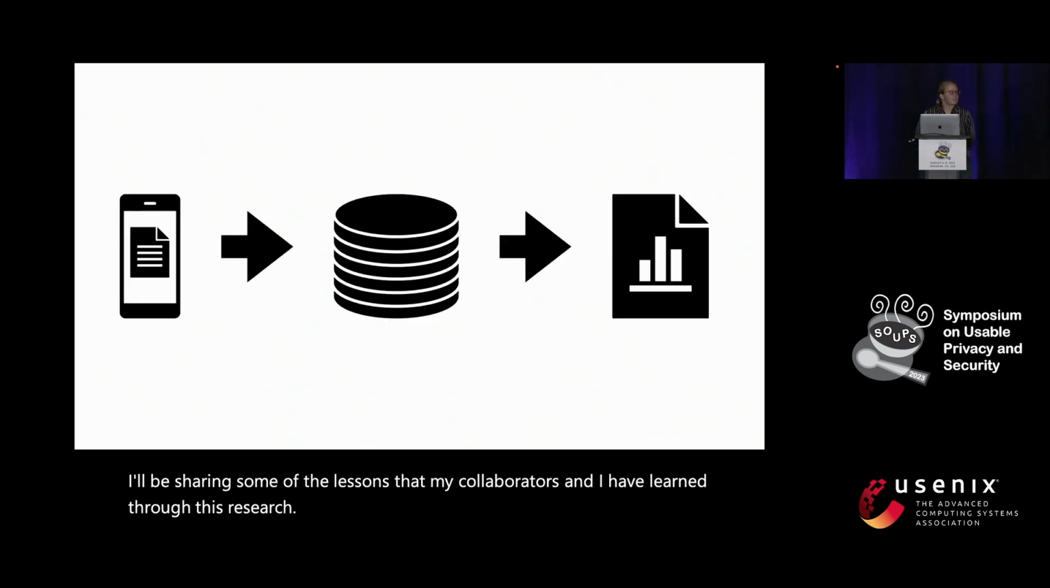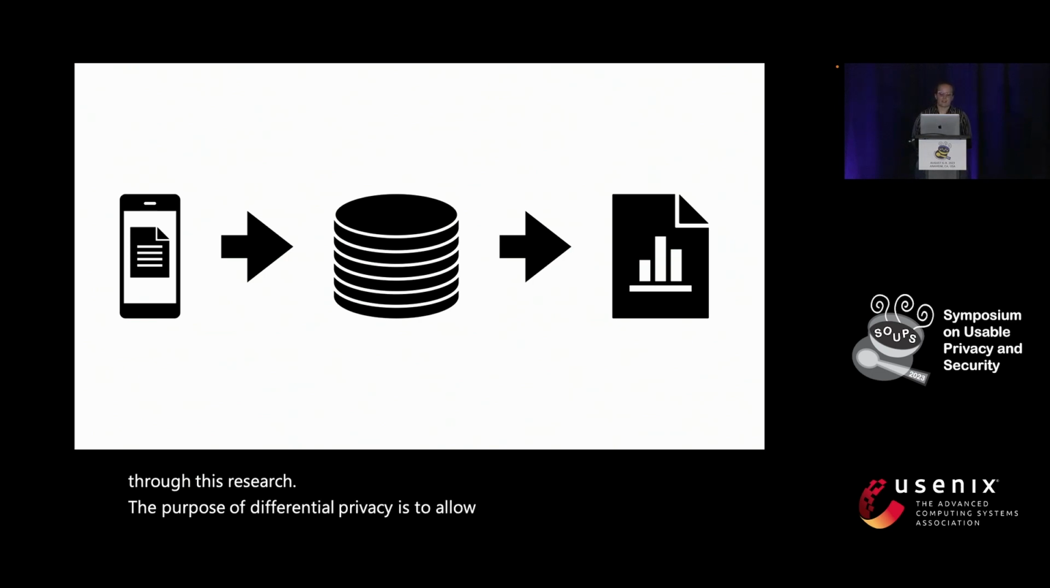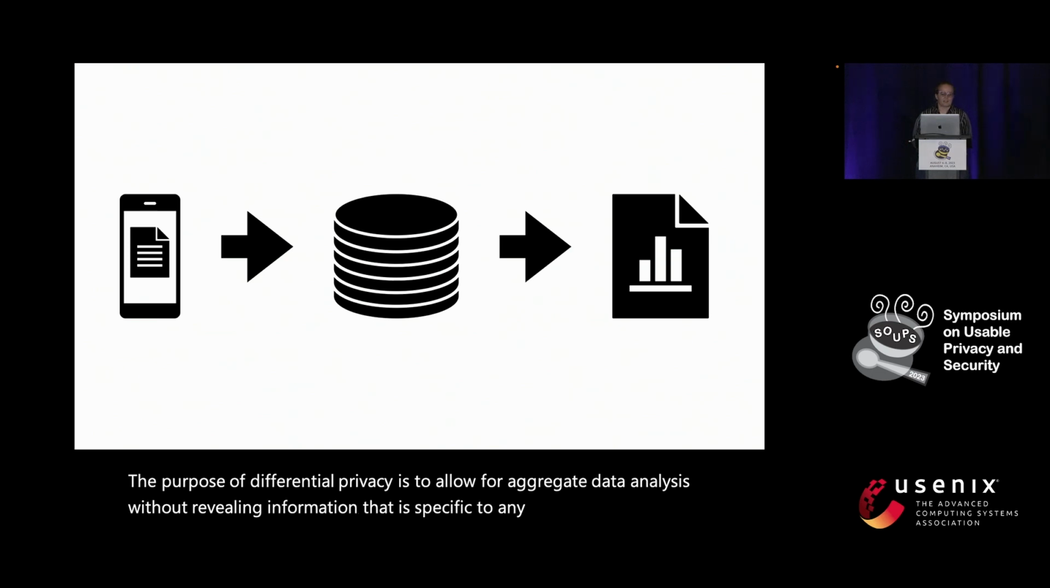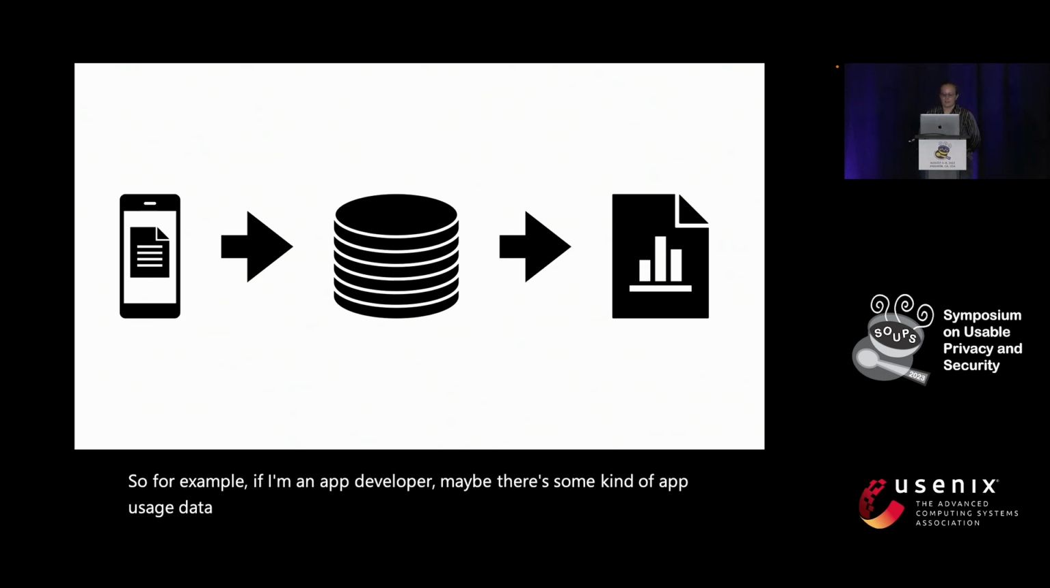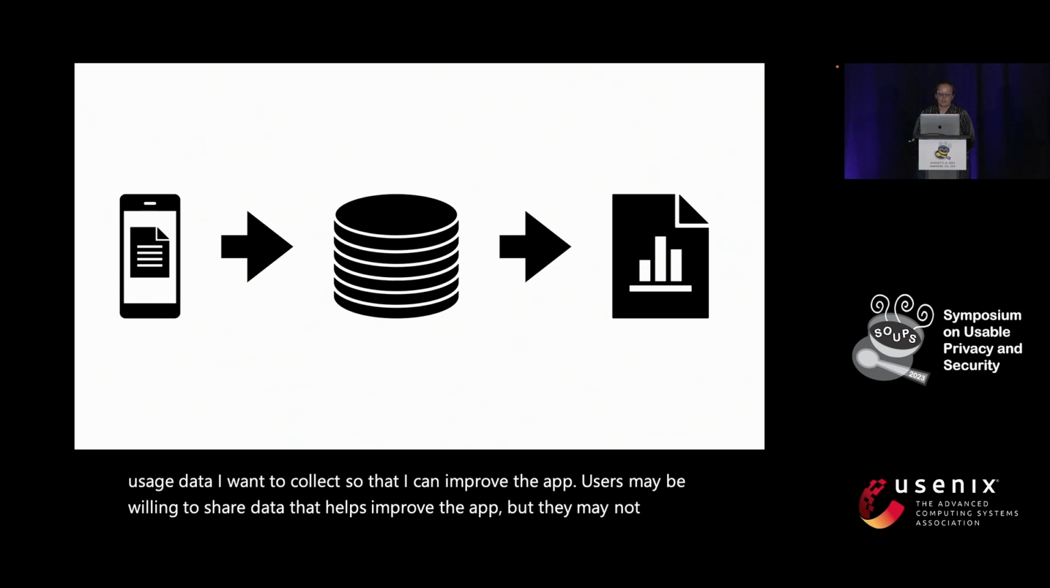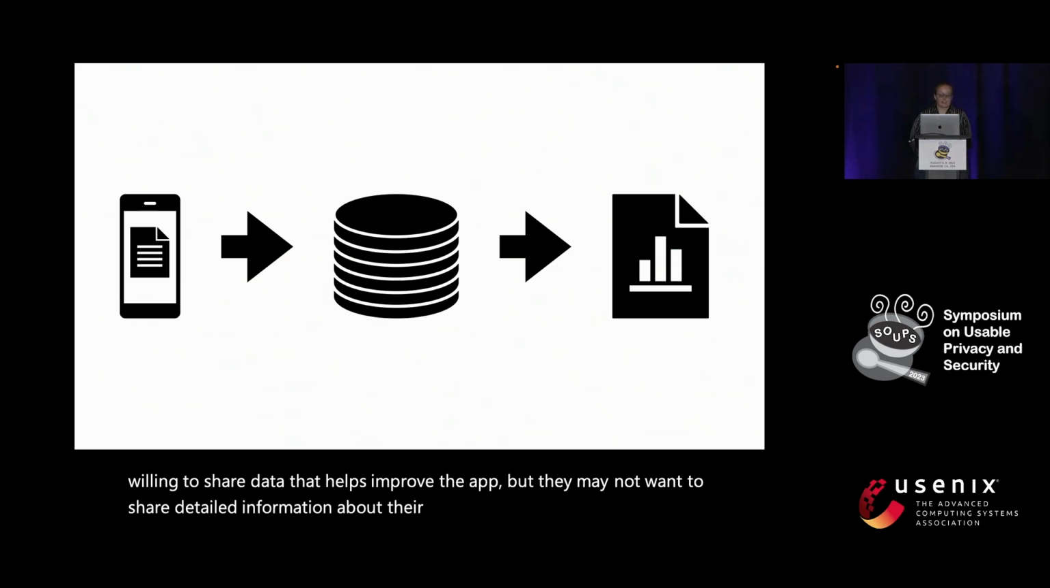The purpose of differential privacy is to allow for aggregate data analysis without revealing information that is specific to any particular individual. So for example, if I'm an app developer, maybe there's some kind of app usage data I want to collect so that I can improve the app. Users may be willing to share data that helps improve the app, but they may not want to share detailed information about their app usage at an individual level. So we want to hide those details that are specific to individuals while still getting this bird's eye view of the general patterns in app usage across all our users.